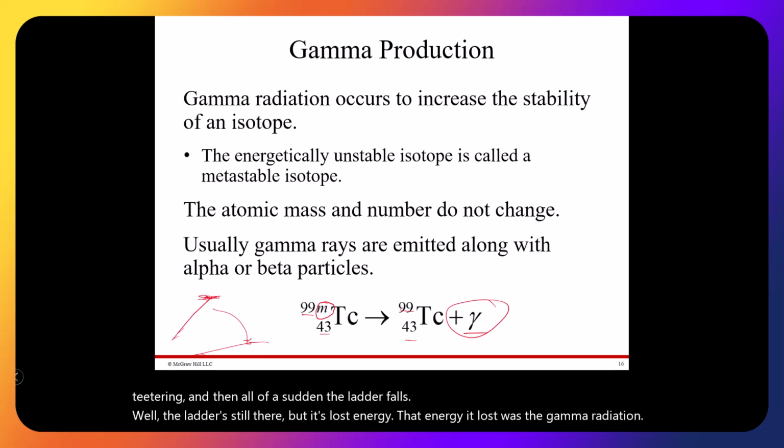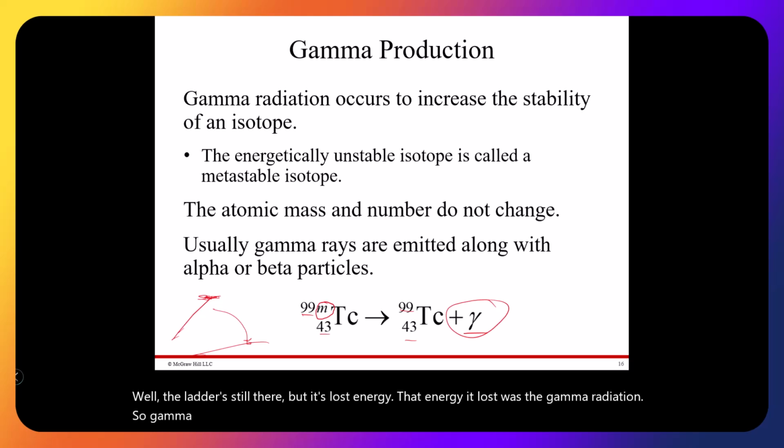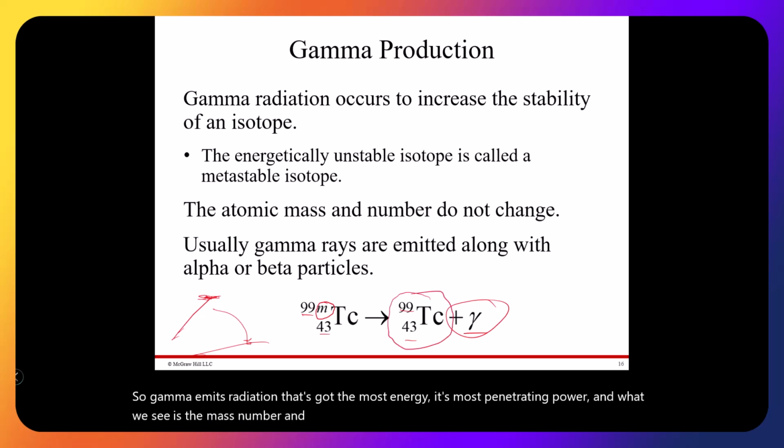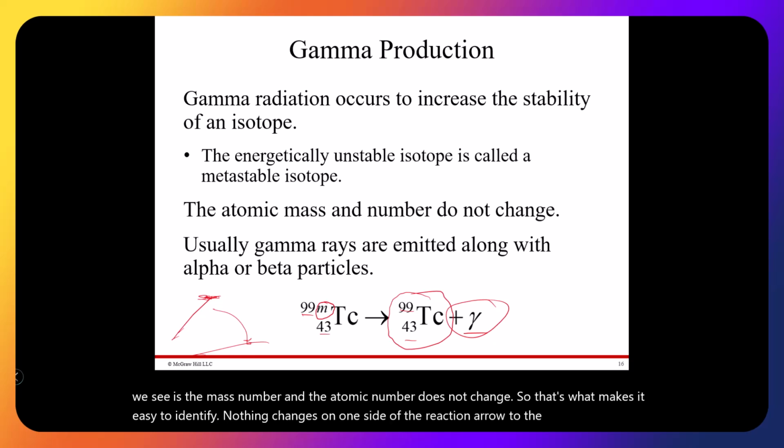So gamma emits radiation that's got the most energy, its most penetrating power, and what we see is the mass number and the atomic number does not change. So that's what makes it easy to identify. If nothing changes on one side of the reaction arrow to the other, then you know it's a gamma emitter.